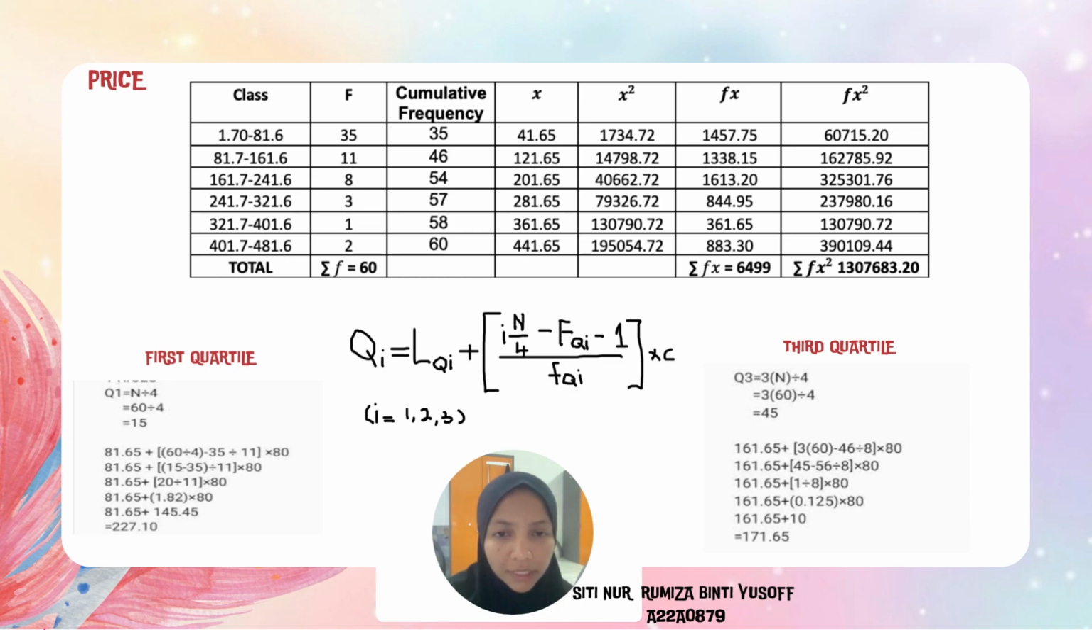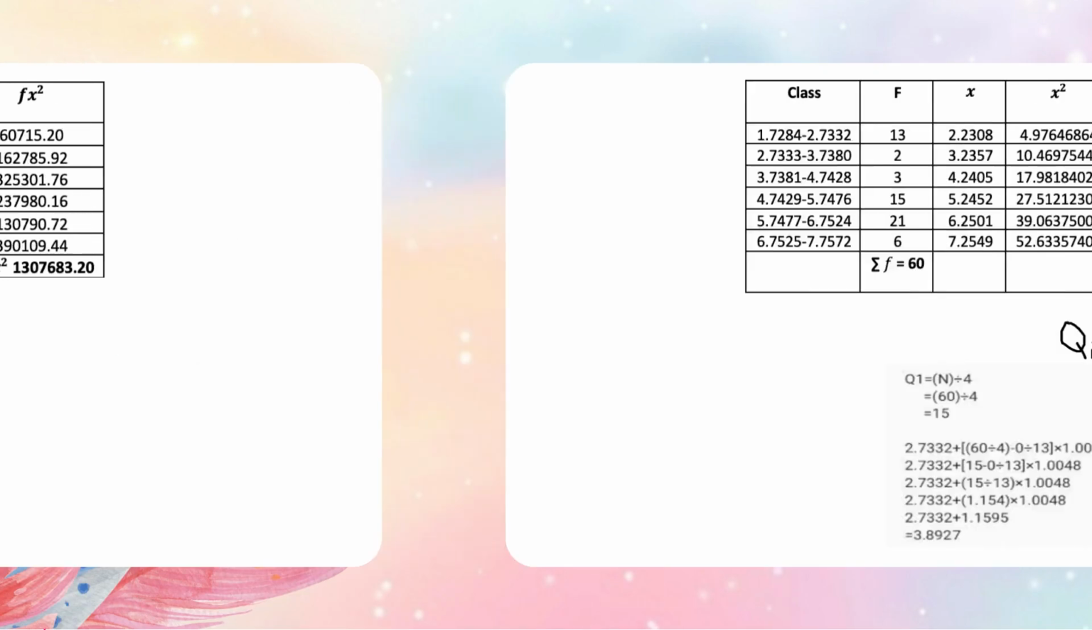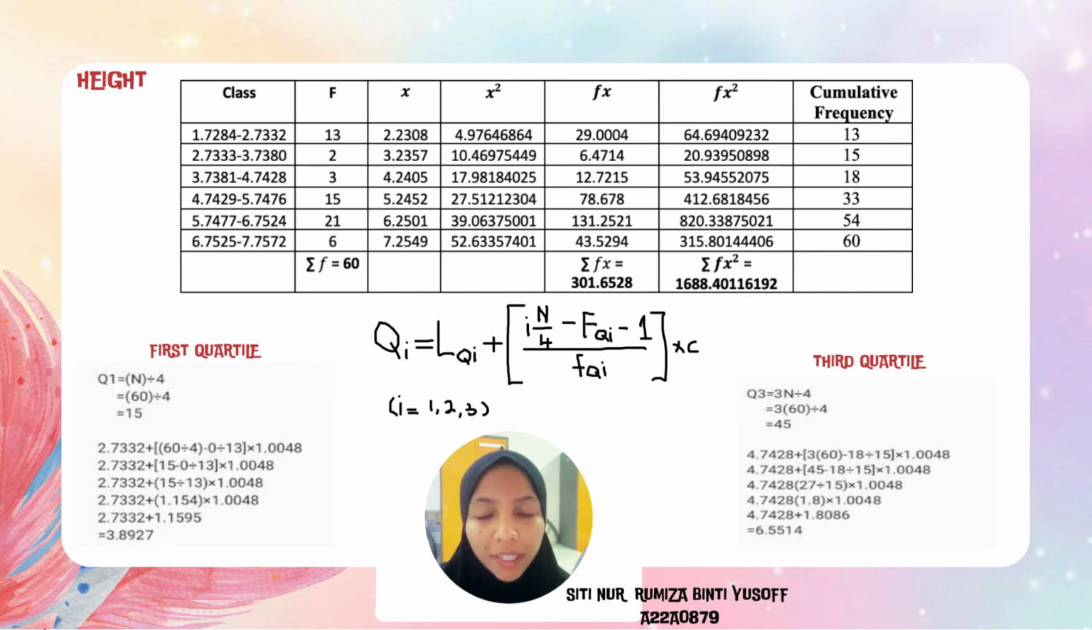So the third quartile, we have to find N first. So N is 60. So 3 multiplied by 60 divided by 4 is 45. So we have to find LQ3. So we get 168.8965 plus 3 multiplied by 360 minus 48, divided by 8, multiplied by 80. So we get the third quartile is 171.65.